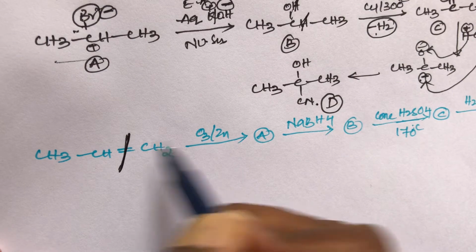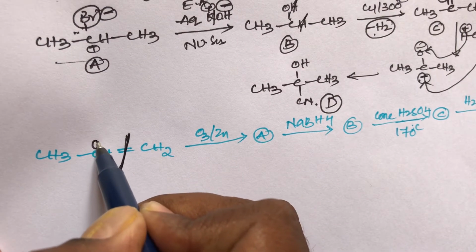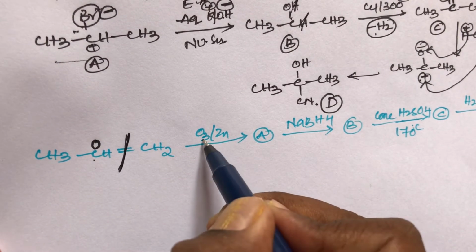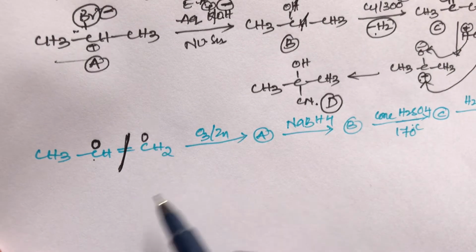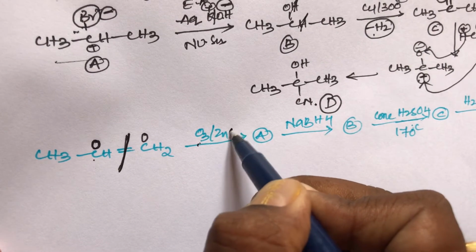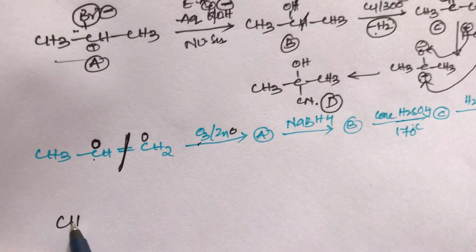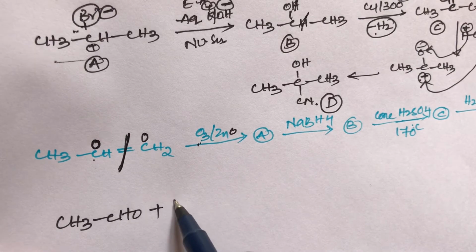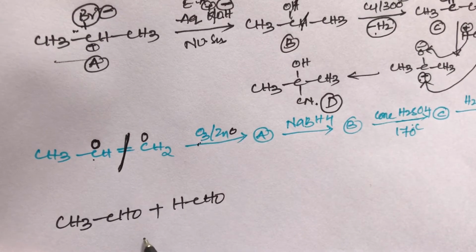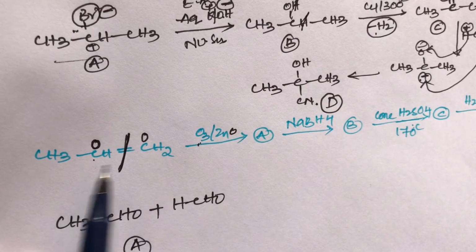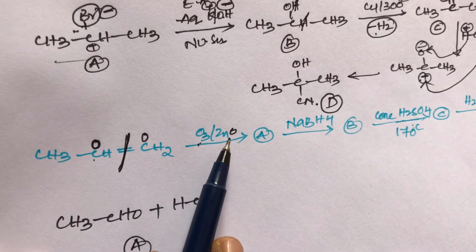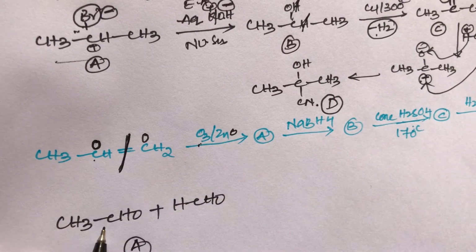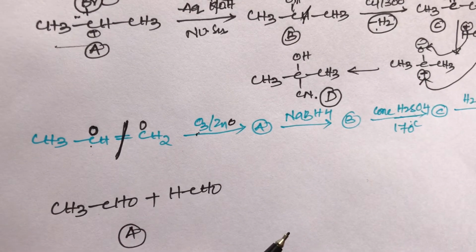Out of these 3 oxygens, put one oxygen on this carbon, one more oxygen on this carbon, and one more oxygen on the zinc. So we get the product CH3CHO plus HCHO. This is the A compound. Propene reacts with ozone in the presence of zinc to give acetaldehyde and formaldehyde. This complete product is the A compound.